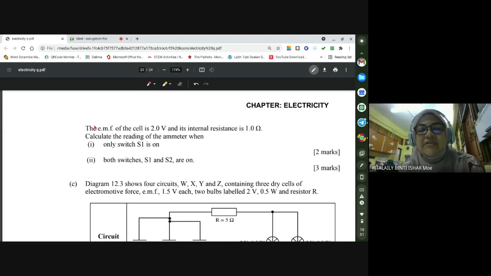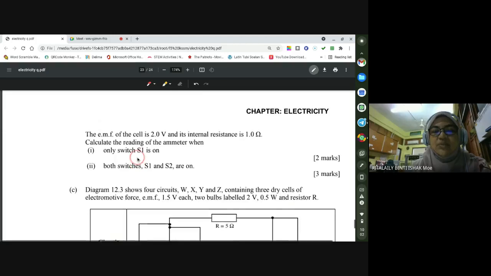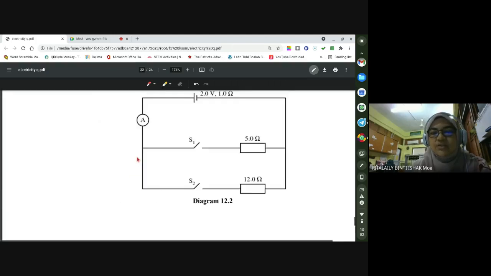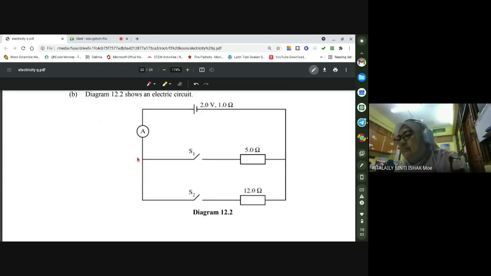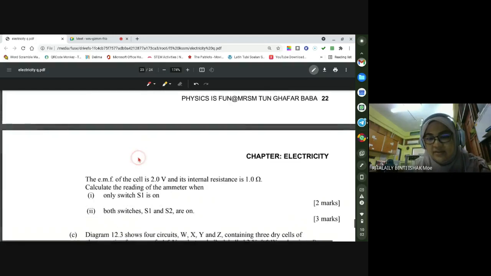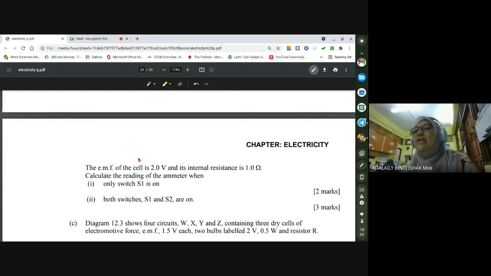Okay, EMF is given as 2 volt and internal resistance is 1 ohm. So what would be the reading of the ammeter when S1 is switched on? S1 switched on. Okay, can you please show the working for the answer? It is 2 marks, so 1 mark is the working. The answer is correct, 0.33.